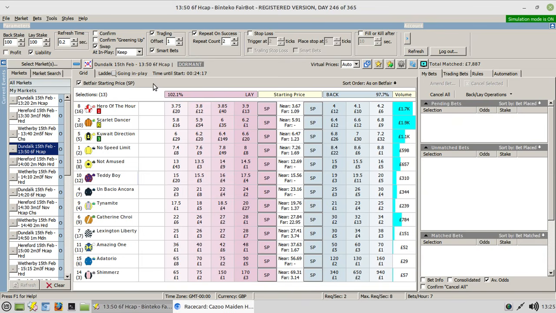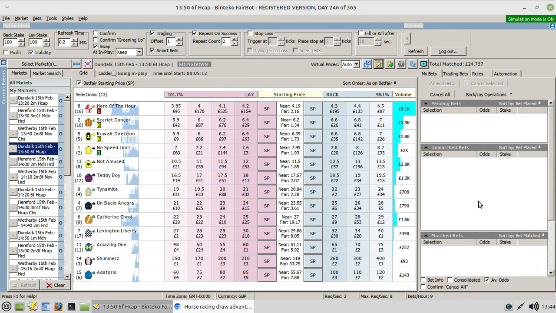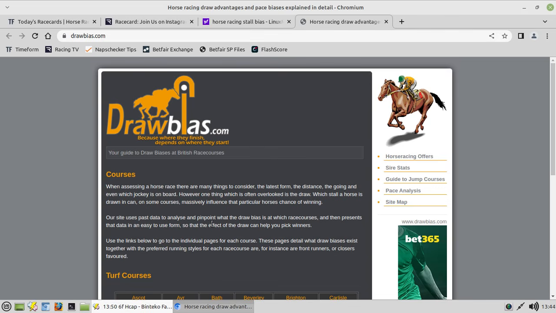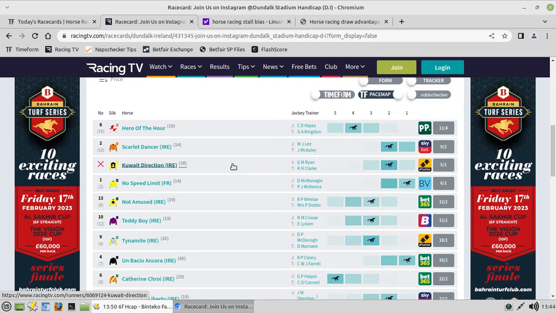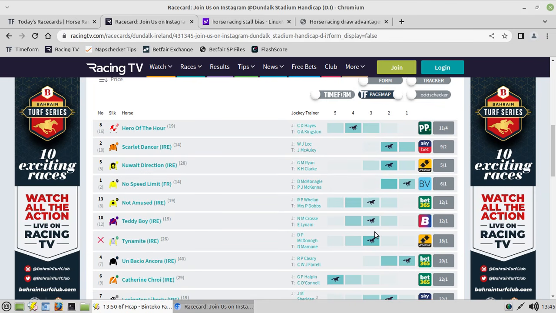Okay, looks like we're going back to Dundalk again in 25 minutes. Okay, we've skipped on to the 1:50 at Dundalk. Keep in mind this is a 6 furlong handicap. So if we go to the right page, that is, Racing TV, you'll see, if we follow my thoughts that I've been having regarding sprints and looking for more prominent runners, you'll naturally home in on these three here. So that's Scarlet Dancer, Q8 Direction and No Speed Limit.